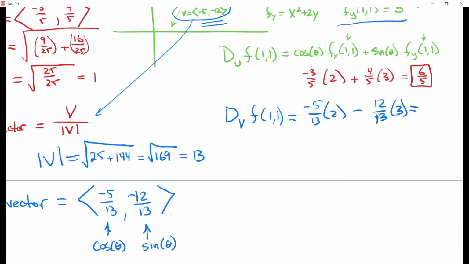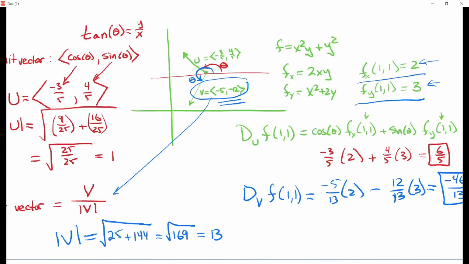All right, nice work. So that's going to be what? -46/13? So a little bit steeper. You're going downhill. It's kind of interesting. You're going uphill, but it's, well, 6/5. You would feel that. That's like climbing. It's not hiking. It's a pretty steep hill.